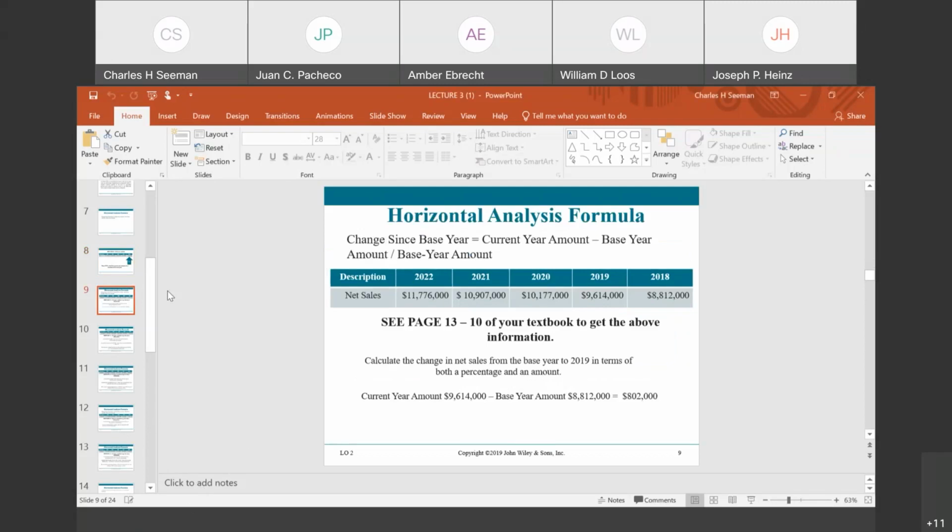Okay, so you can see page 1310 of your textbook to get the information that I'm using. I just recreated the example from your book. The formula stays the same. Calculate the change in net sales from the base year to 2019 in terms of both percentage and amount. So this time we're using 2019 as the current year. Current year is 9614. The base year is 8812, and the difference is the change in amount.